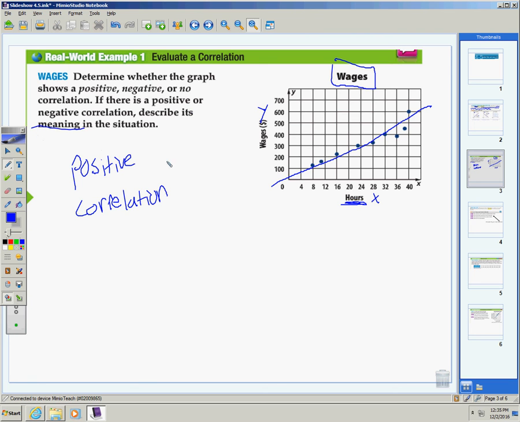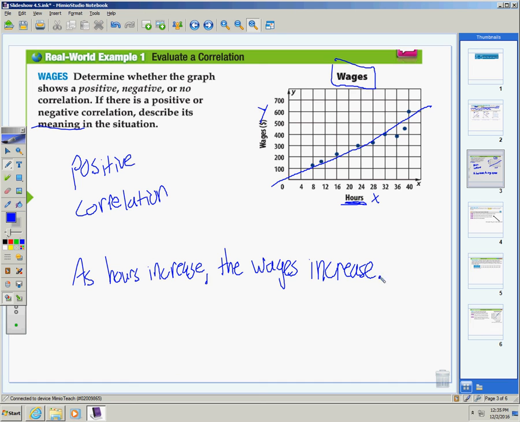So instead of saying as x increases, y increases, I can say as the number of hours increases, the amount of the wages increases. Which makes a lot of sense. Usually if people work longer, they get paid more. So as hours increase, the wages increase. That's what the positive correlation means.